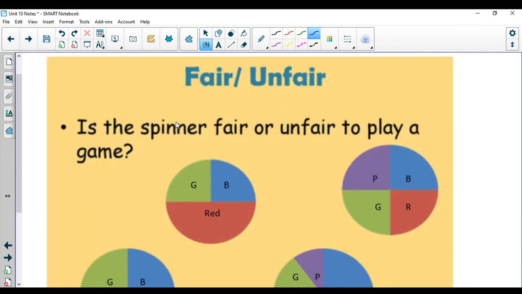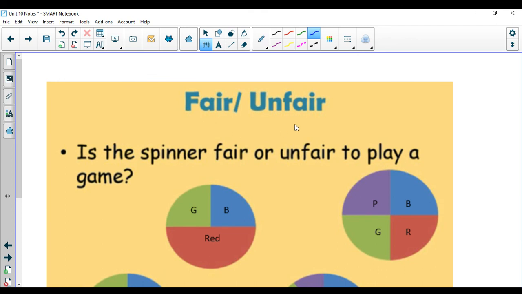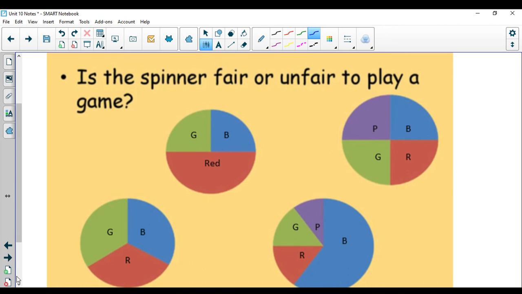Taking a look at this next part, fair or unfair. Is the spinner fair or unfair to play a game? In order for something to be fair, you have to have all equal chances of the different outcomes. So taking a look at spinner number 1 right here, would you call this fair or unfair? This one would be unfair because red has a much higher chance of actually happening.